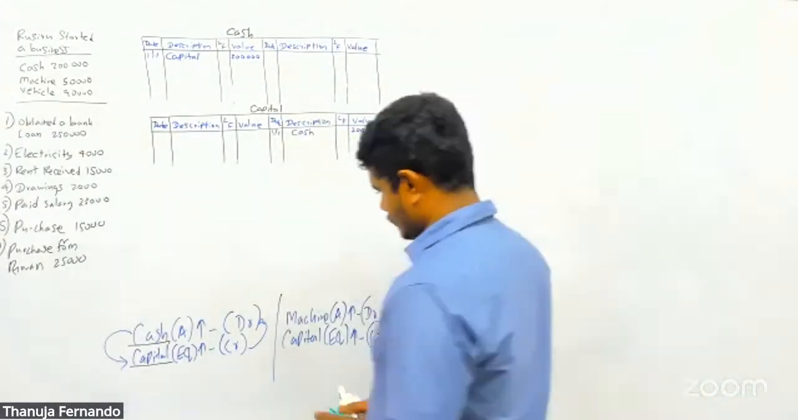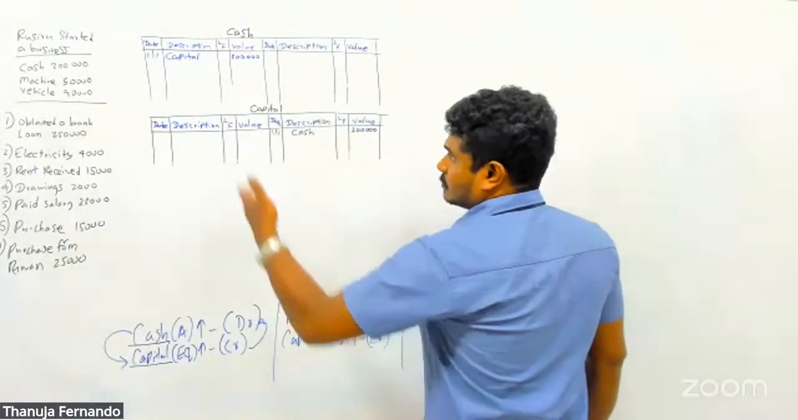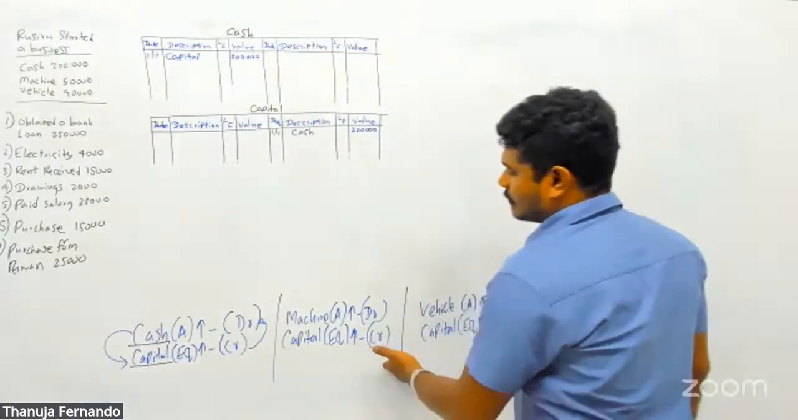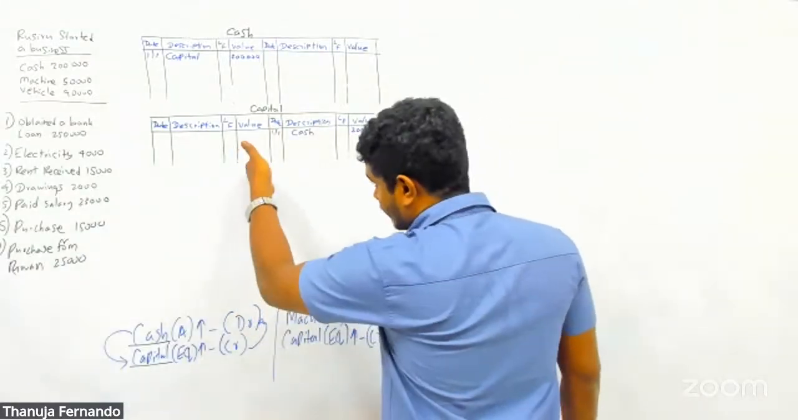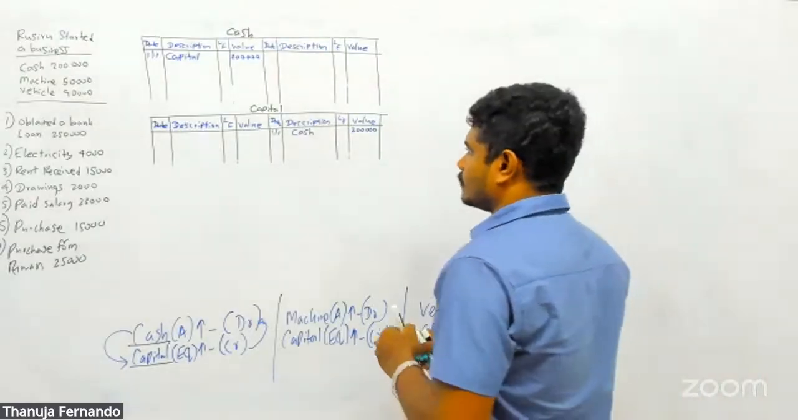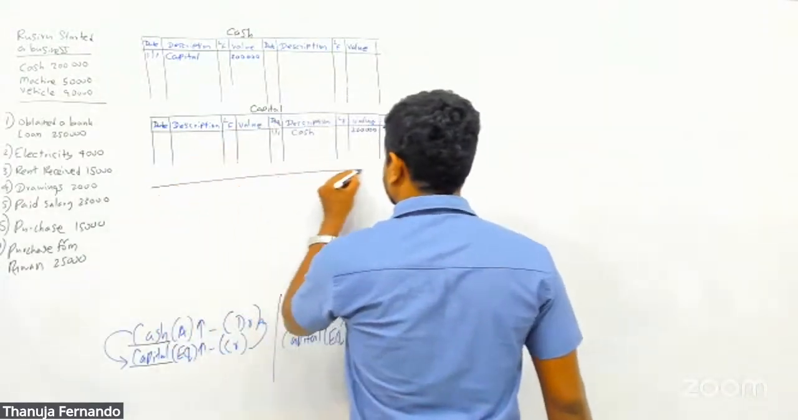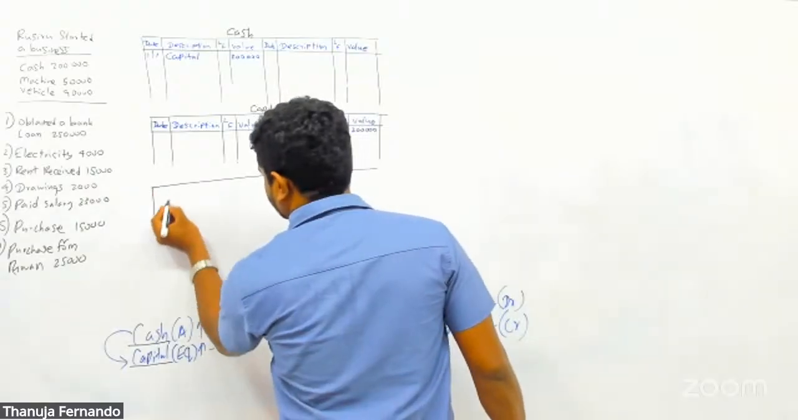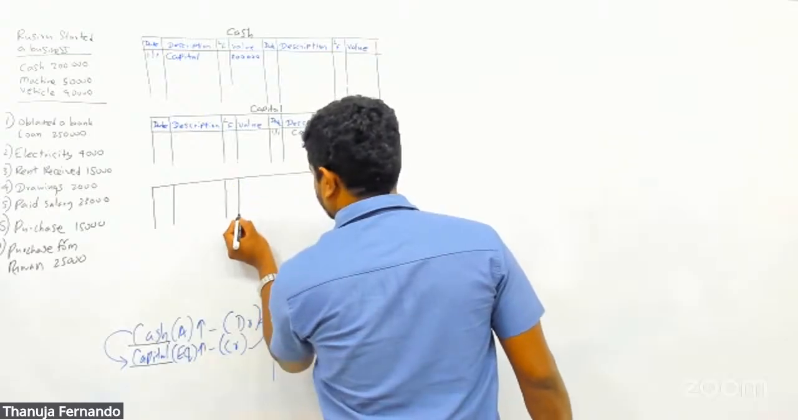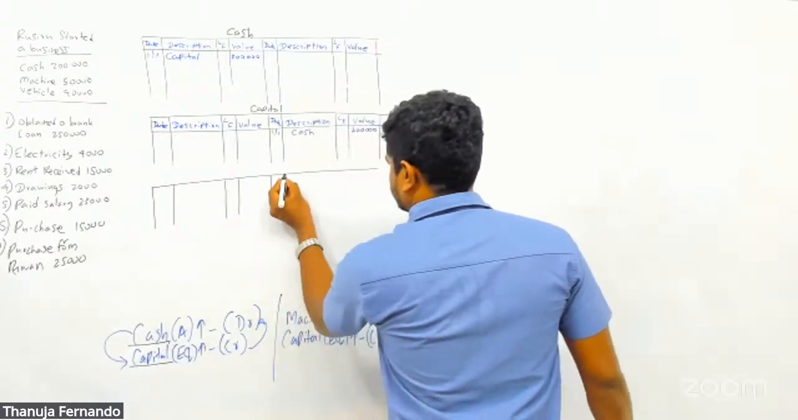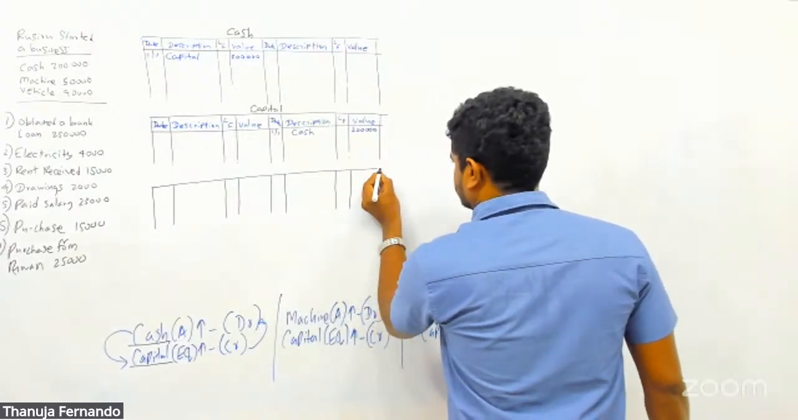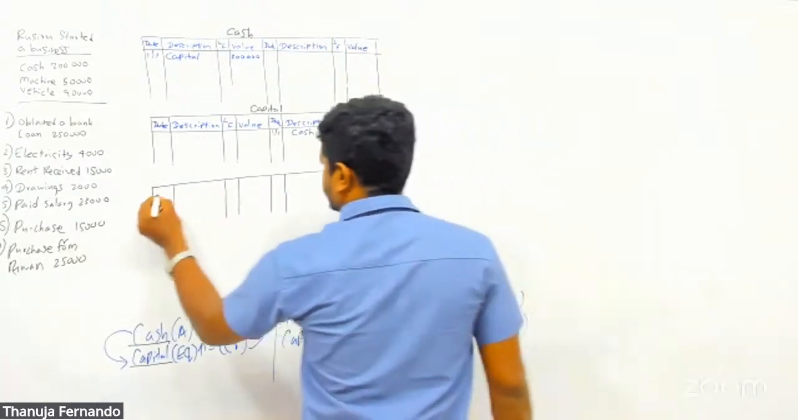Right, next one. Machine account debit, capital account credit. So we need two accounts, one for machine, one for capital. We already have a capital account, so no need to create another account for capital. So we can use this. And we need a new account for machine.